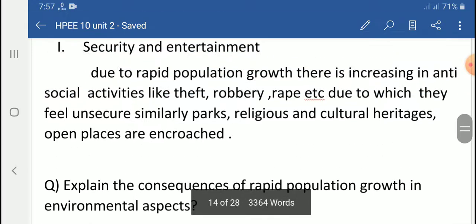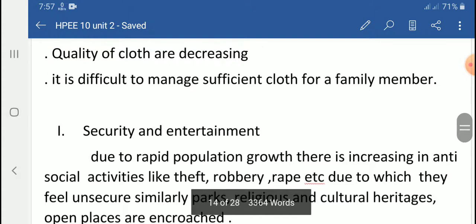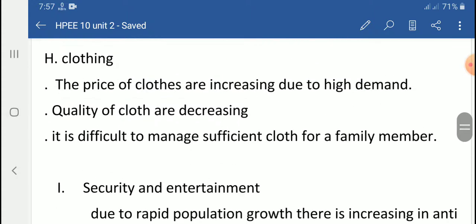Yes, so these are the consequences of rapid population growth on socio-cultural aspect. So you can go through your book to have more knowledge, to write more creative answers. But in examination you don't have much time, and this question may be asked for 7 marks also in finals.